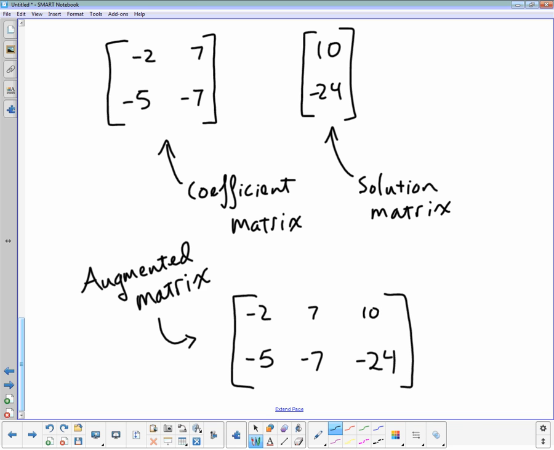Take a look for a second. I didn't add, I augmented. I now have a matrix that contains all of the numbers related to my system. Now, this is where I start. This is the beginning of the problem. The goal is something that looks like this.